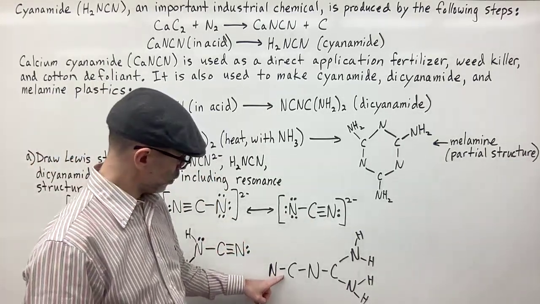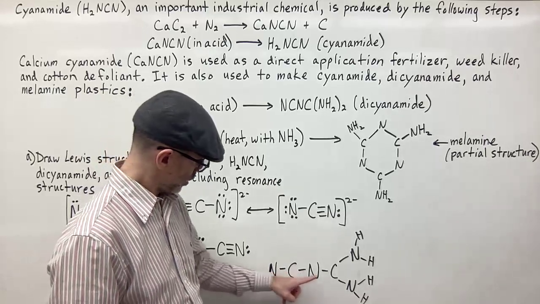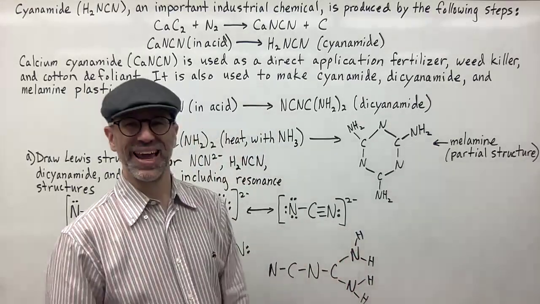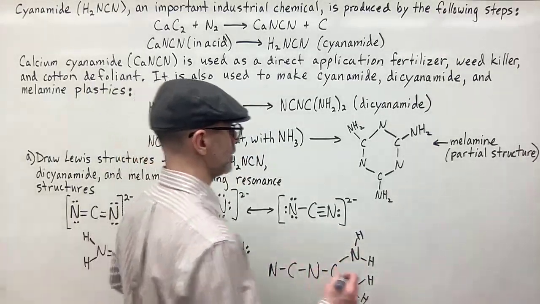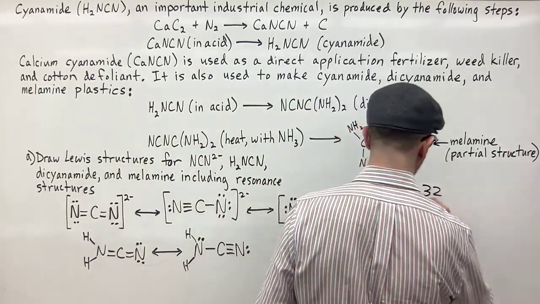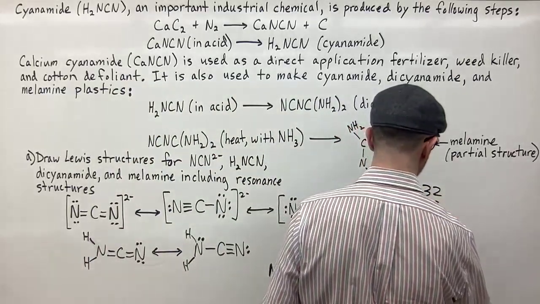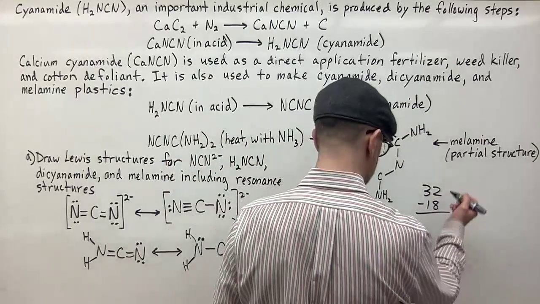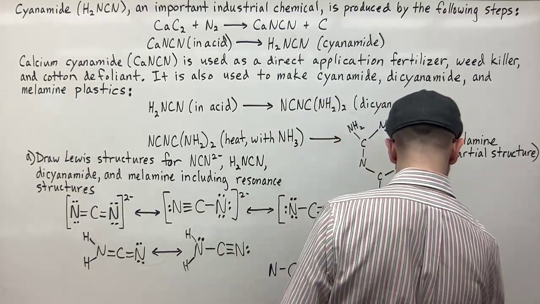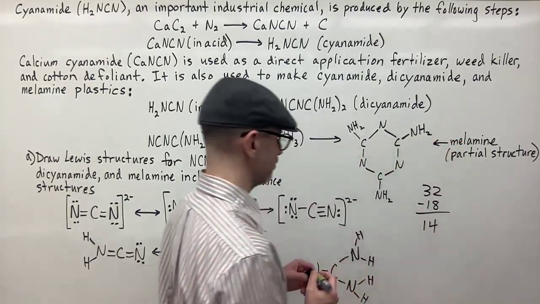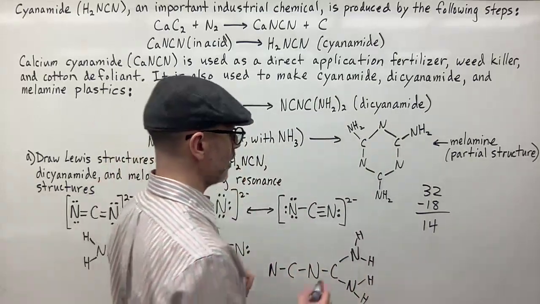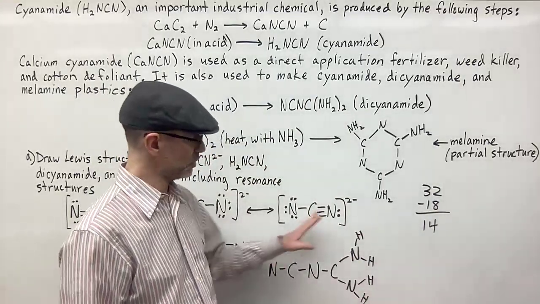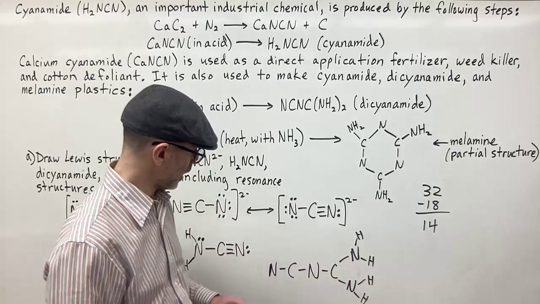I used 2 per bond. So I have 1, 2, 3, 4, 5, 6, 7, 8, 9 bonds. That's 18. If I subtract 18 from 32, that's going to give me 14. So now that I have 14 electrons left, the next thing is to give the outer atoms an octet as much as possible.